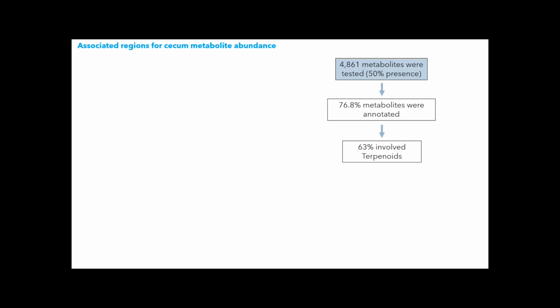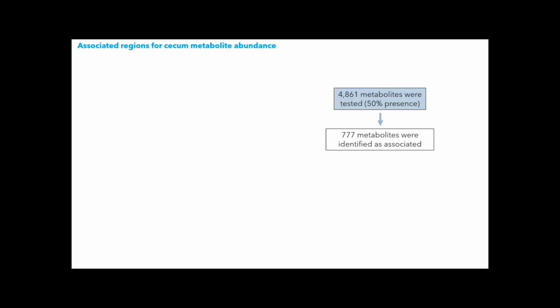For the first item, we included a total of 4,861 metabolites in this analysis, and we retained only metabolites that were present in at least 50% of the samples. After the annotation with Sirius, we were able to identify 66.8% of those metabolites, and 63% of those were classified as terpenes. Out of the 4.8 thousand metabolites, 777 showed association with at least one marker.